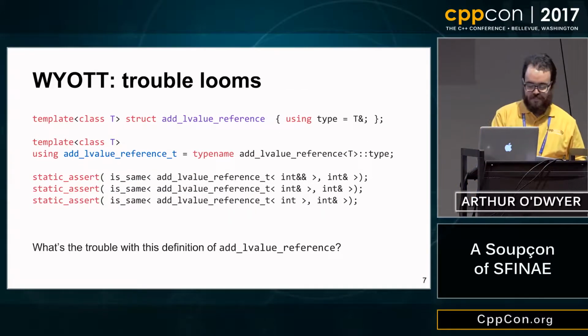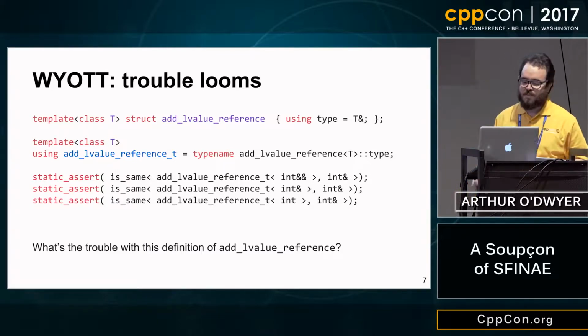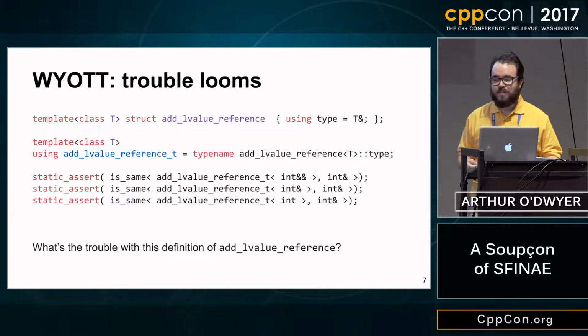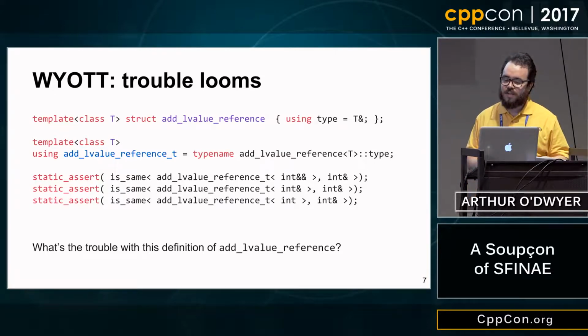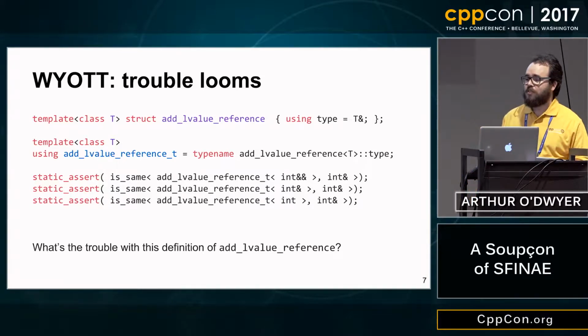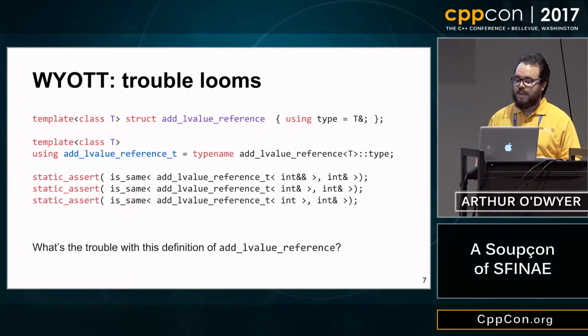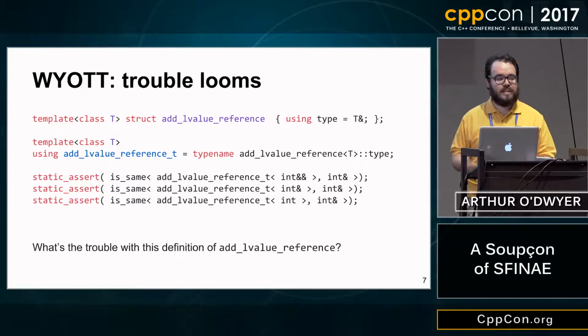Now, what happens if we try the opposite operation? So not removing the reference, but adding a reference. Here we have add_lvalue_reference. You could make an add_rvalue_reference as well. Here, it seems like we don't really need partial specializations. All we do is we take the T that the user gave us, and we add a single ampersand to it, and it all works great.